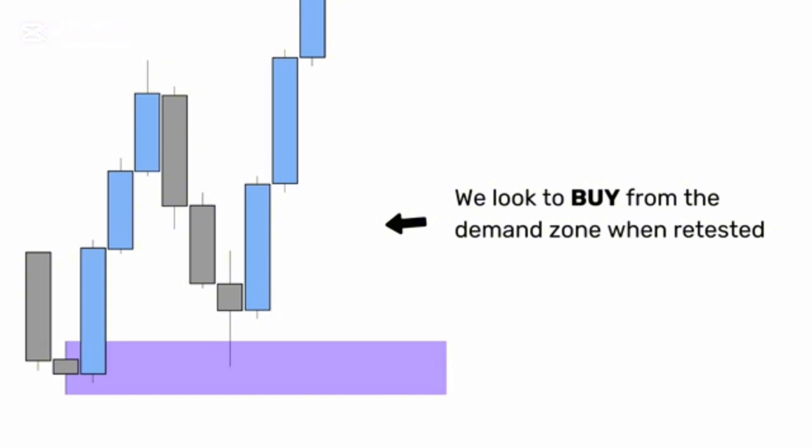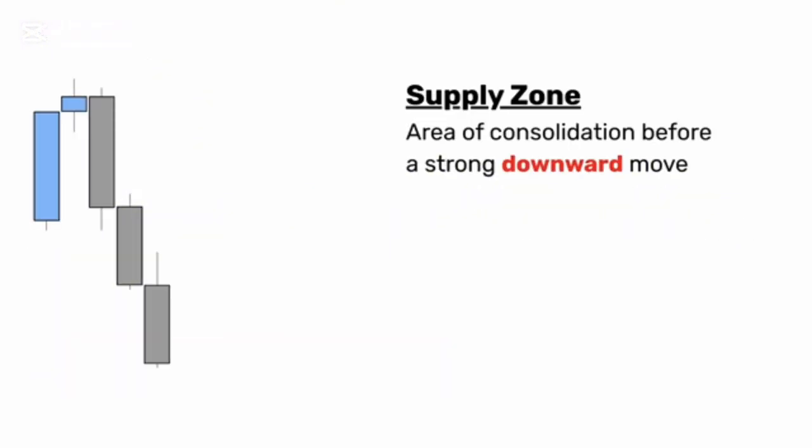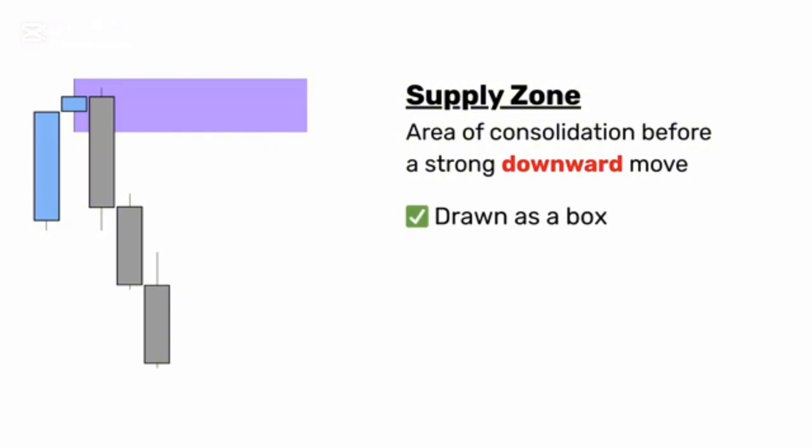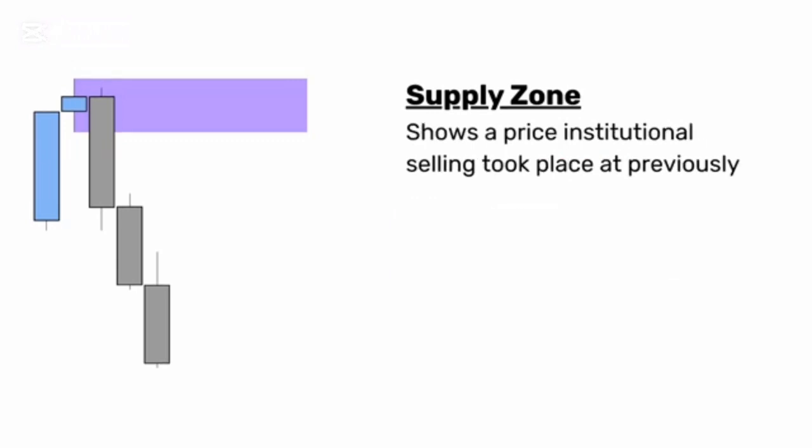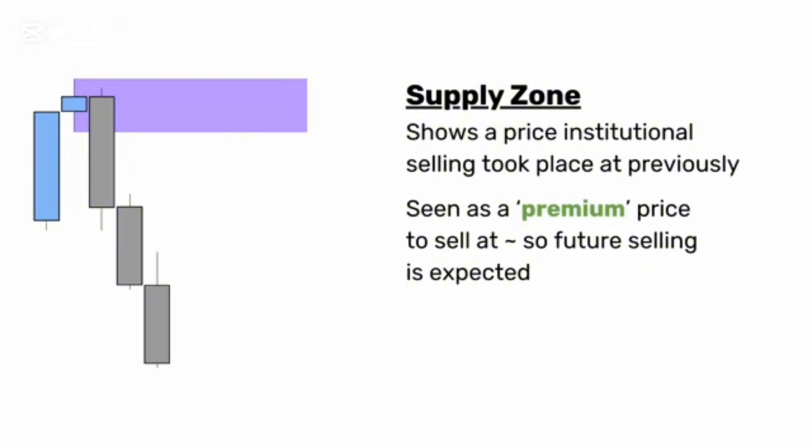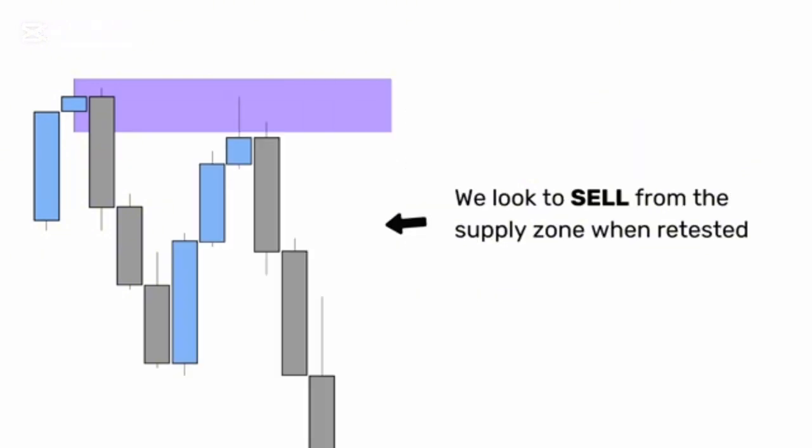Now, if you haven't already guessed, a supply zone is just the same, but the other way round. It's an area of consolidation before a strong downward move, which would be visualized like this. Again, it's drawn as a box, and I use the rule of using the last candle before the impulse to mark my supply zones. This shows a price that institutional selling took place at previously. It's seen as a premium price to sell from, so future selling is expected once the market returns to this level. Here we look to sell from the supply zone when retested, expecting more institutional selling to kick in to the market.